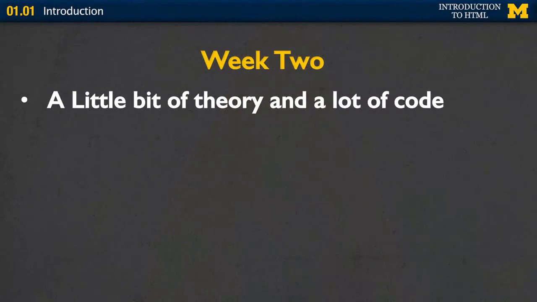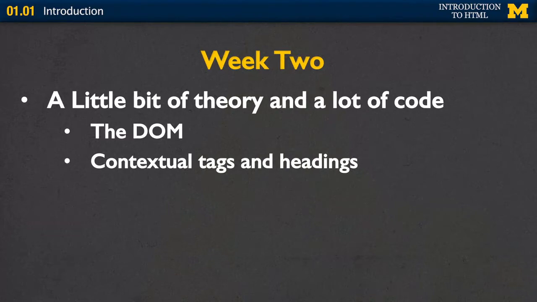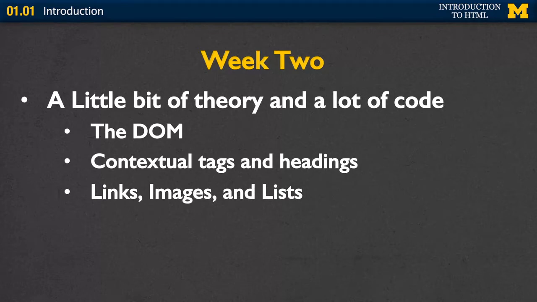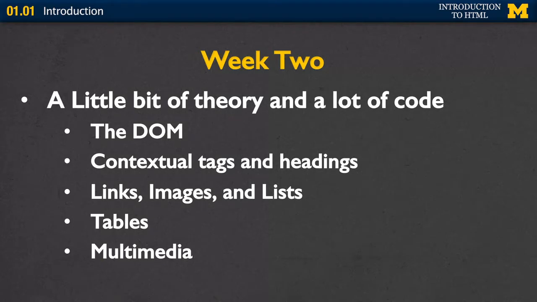Week 2, we're going to talk a little bit of theory and then, unfortunately for some people, a lot of code. So there's this idea of something called the document object model upon which all web pages are built. If I can get you to understand just a little bit about that, then later on, if you decide to go off and use WordPress or some other software to make your own website, you're going to be able to really understand what's going on so much better. We're going to talk about things called contextual tags and headings and different things we can use to make our site have different meanings and different appearances. We're going to talk about links, images, lists, tables, and also multimedia in case you would like to add any video or audio to your site.